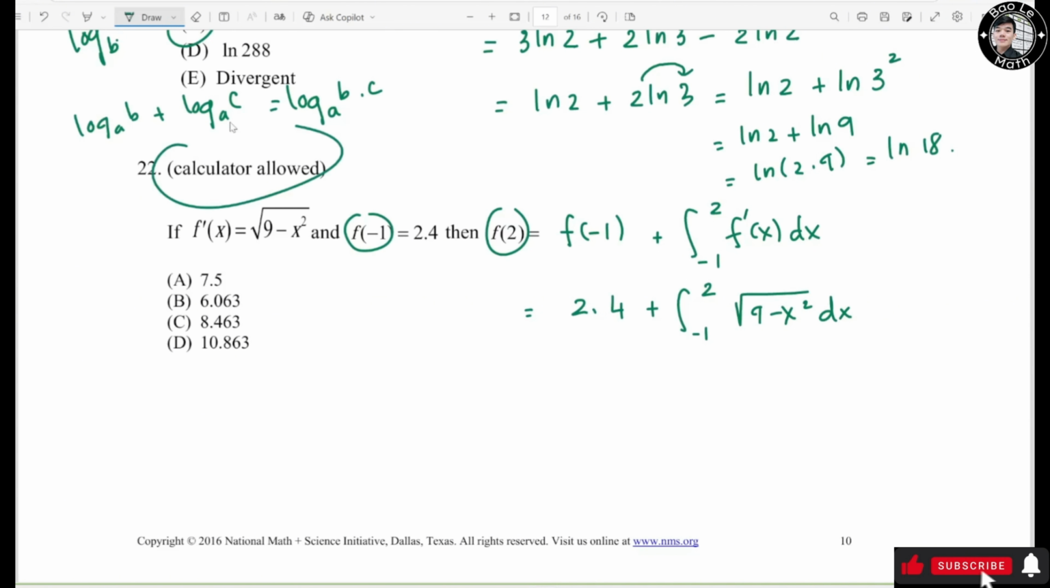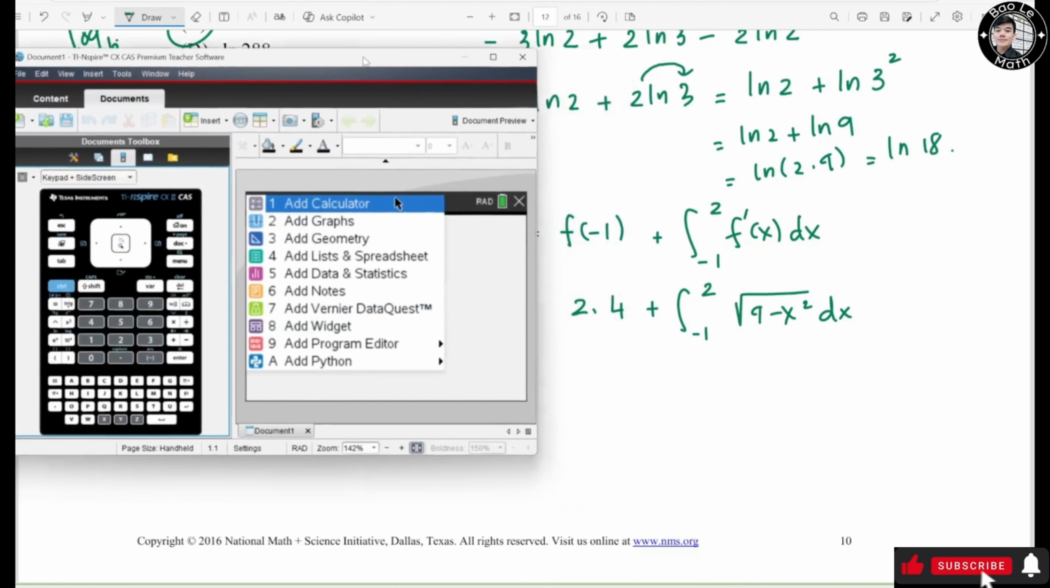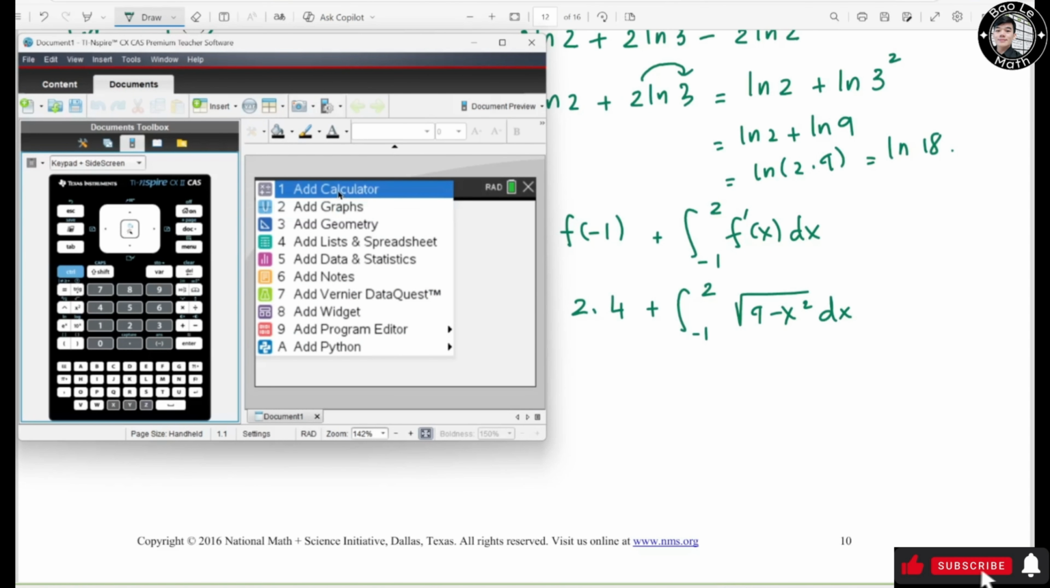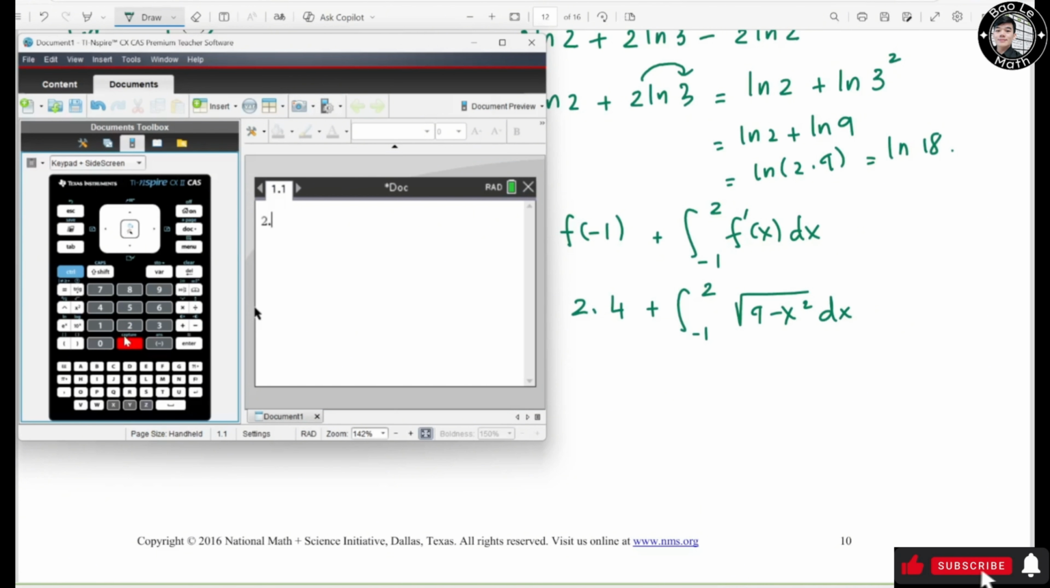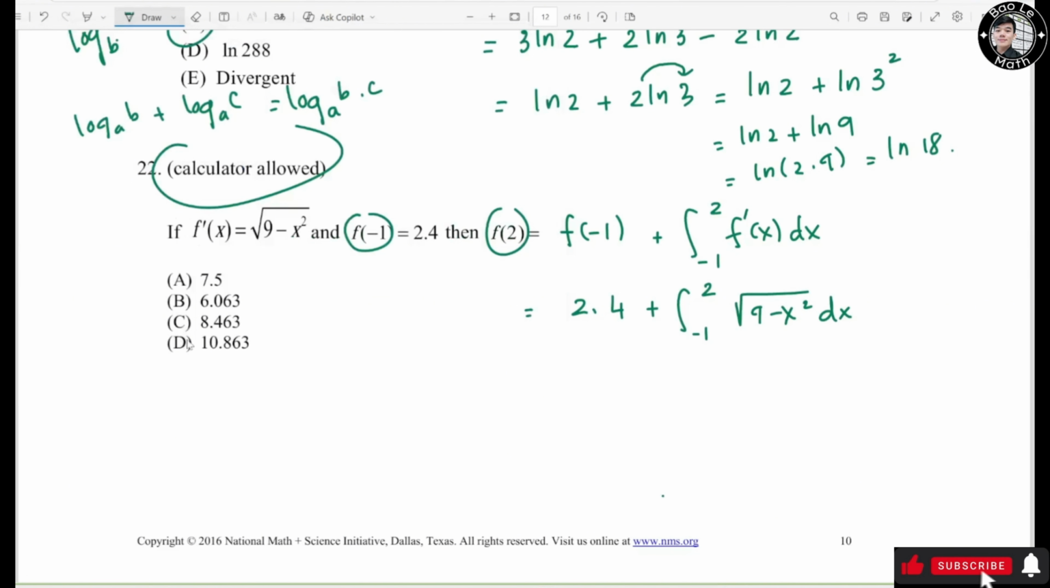Now since we are allowed to use the calculator, we're going to pull up the calculator. Add calculator. 2.4 plus, hit the integral button right here, input the integral from negative 1 to 2 of, hit the square root, 9 minus s squared, ds. Press Ctrl Enter. It's going to be 10.863. The answer must be D.